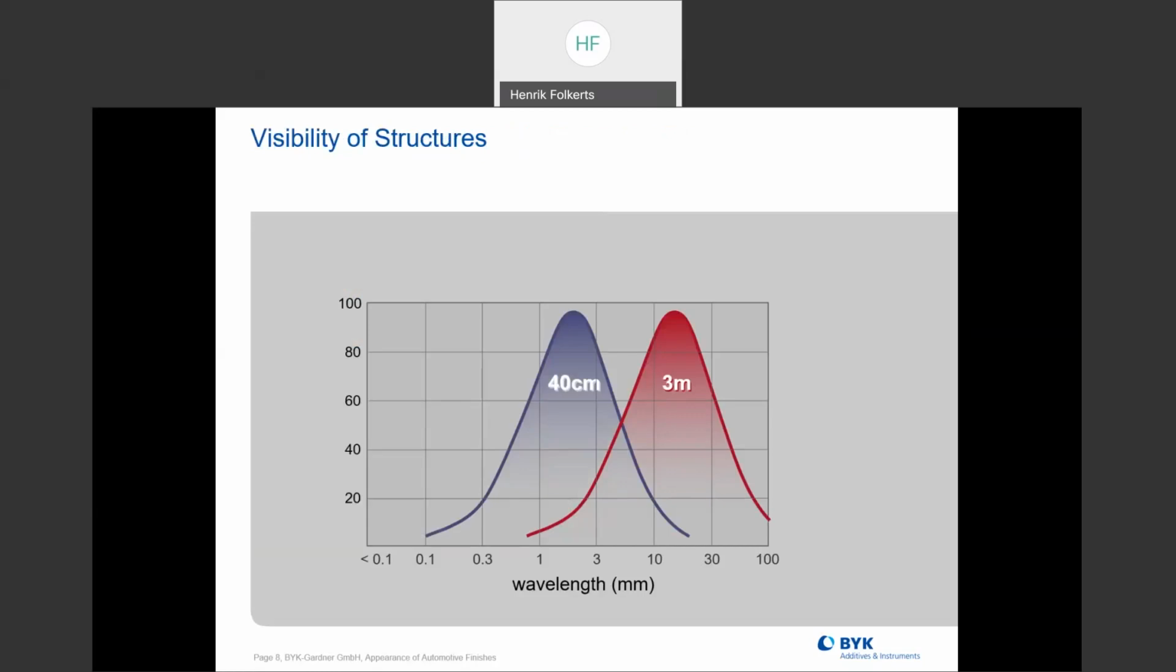So what wavelengths can we see from these two different distances? From 3 meters away, you see a lot more of the 10 to, say, 30 millimeter range. And when you're closer up, say 40 centimeters, you can see the 1 to 3 millimeter range. And then we do have another area under 0.1 millimeters where you cannot distinguish the waves themselves because of the resolution of our eye. Those wavelengths we have to cover differently. And again, that's the fuzzy appearance that I was talking about.